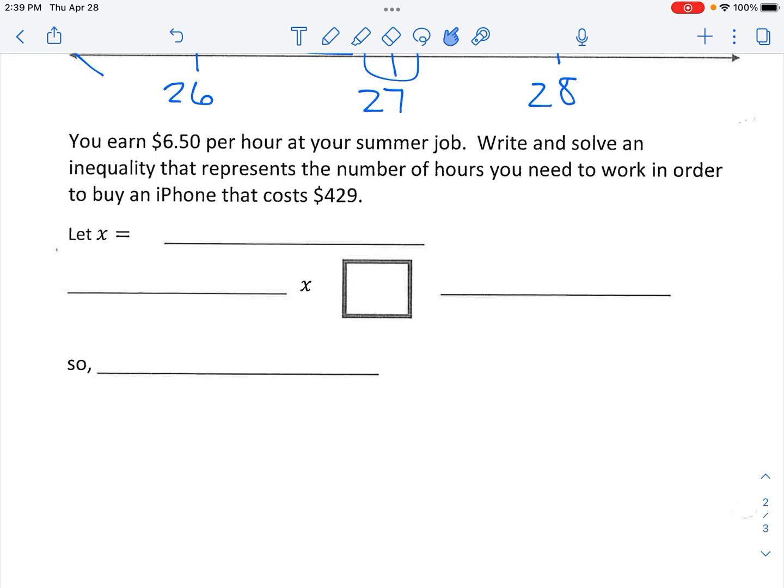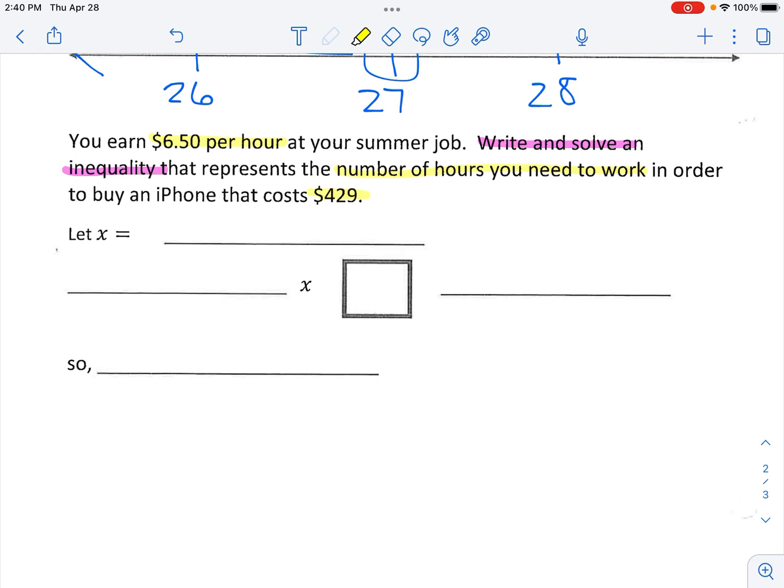You earn $6.50 per hour at your summer job. Write and solve an inequality that represents the number of hours you need to work in order to buy an iPhone that costs $429. Read and reread.